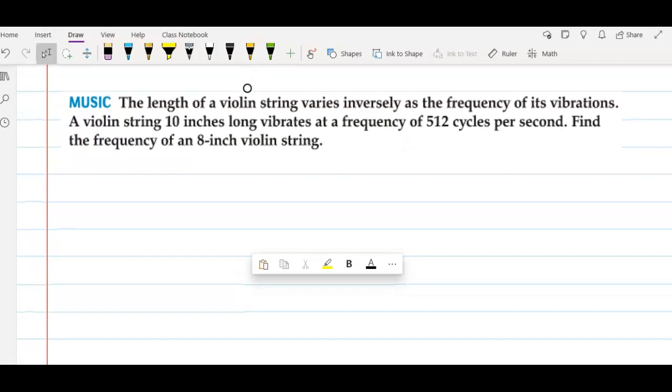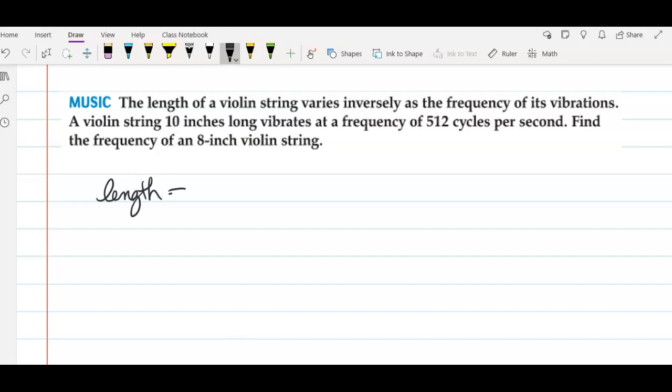Here's a real world example that involves inverse variation. The length of a violin string varies inversely as the frequency of its vibrations. So let's write what that means. The length varies inversely, meaning k is on top and the frequency is on the bottom.